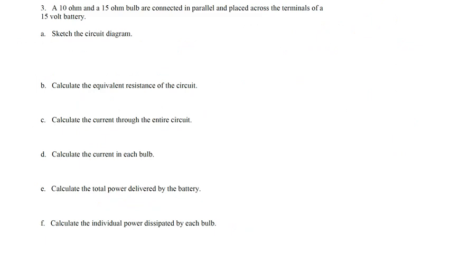Now let's say a 10 ohm and a 15 ohm bulb are connected in parallel and placed across the terminals of a 15 volt battery. Okay, so let's draw the circuit diagram. So we have a 10 ohm and a 15 ohm bulb, connected in parallel and placed across a 15 volt battery. So that's our circuit diagram right there. Nothing too complicated. That's positive, that's negative, but normally the big one is positive anyway.